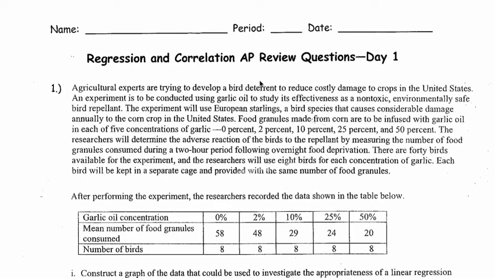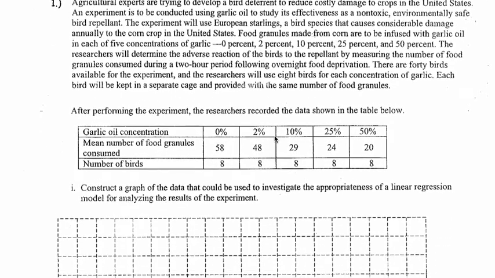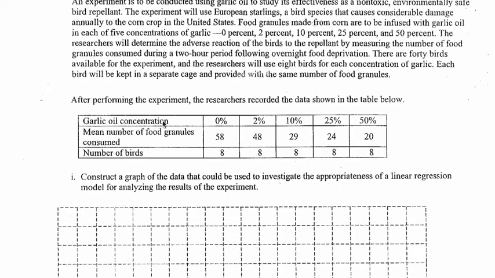So essentially, we're trying to see if garlic oil can be used as a way to repel birds in order to avoid crop damage. So we have an explanatory variable in this experiment, the garlic oil concentration that's being put into food granules. The values of the explanatory variable are 0% concentration, 2%, 10%, 25%, and 50%. And then we have the average number of food granules that is consumed by the birds, which are presented with these granules. Here is the response variable then.